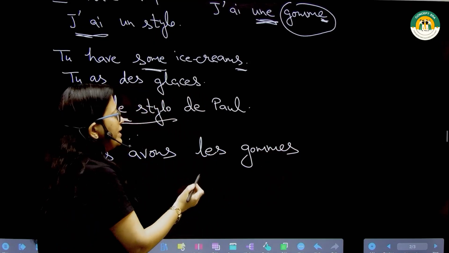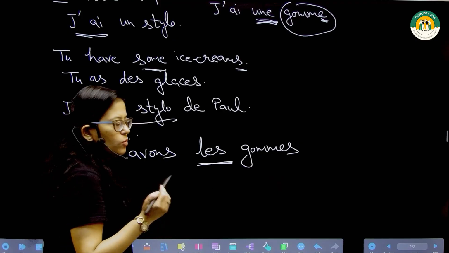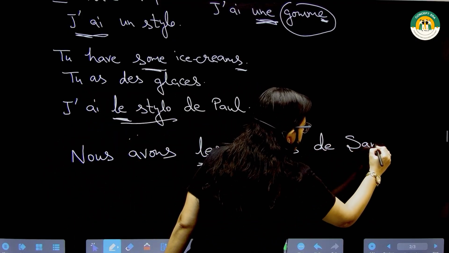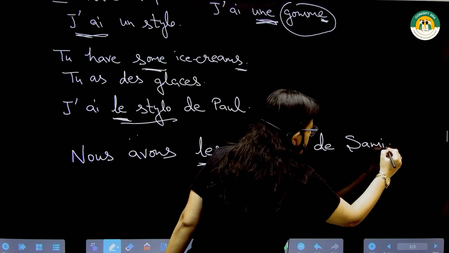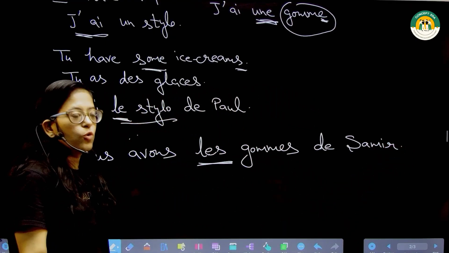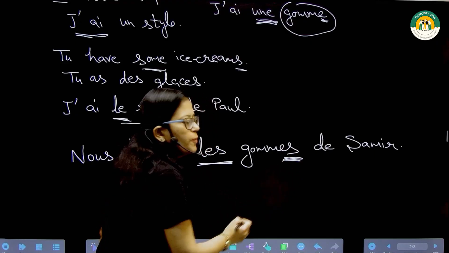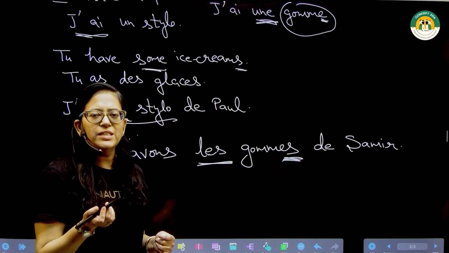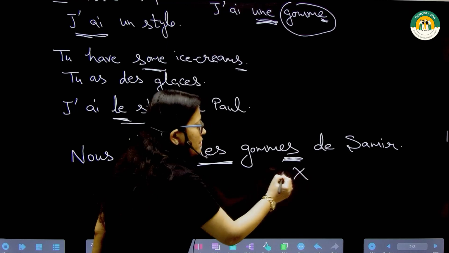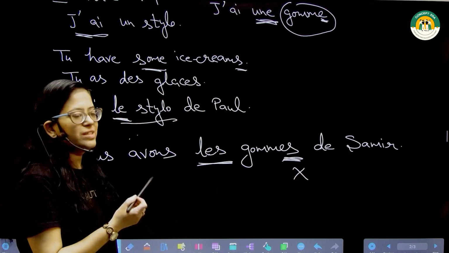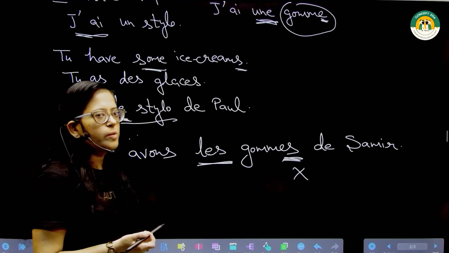Nous avons les gommes de Samir. Gomme means plural word because it is ending with S. The words that are ending with S or X, there are some words which are ending with X also. So if the word is ending with S or X, they are called plural words.